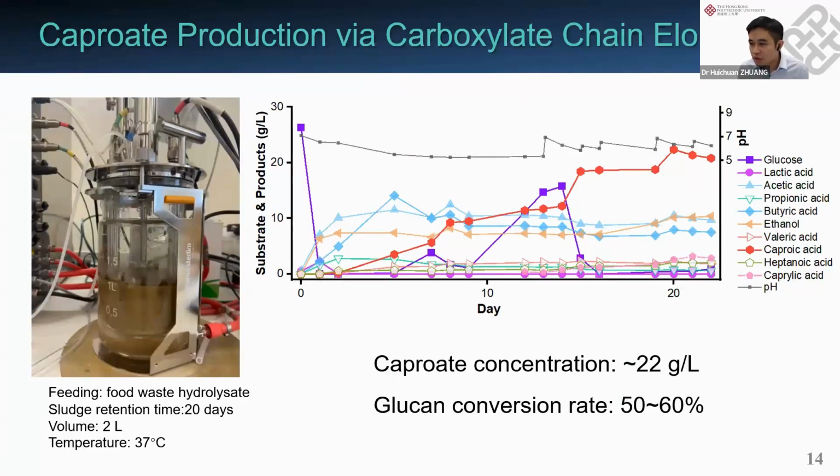After enzymatic hydrolysis, our system turned into the caproate fermentation, the elongation process. In our lab, we built a 2-liter fermentation system. In about 25 days, our caproate concentration reached 22 grams per liter, with a glucose conversion rate around 50 to 60%. This productivity is already higher than methanogenesis and aerobic digestion, which means we can obtain more valuable chemicals from this kind of food waste.